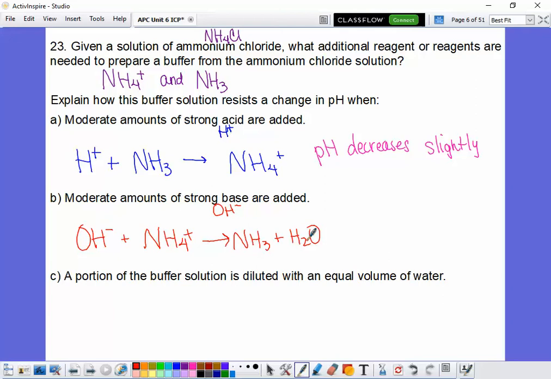Okay. So what happens to this pH? It'll increase, but again, hopefully only slightly.